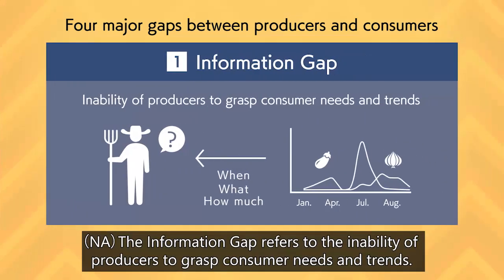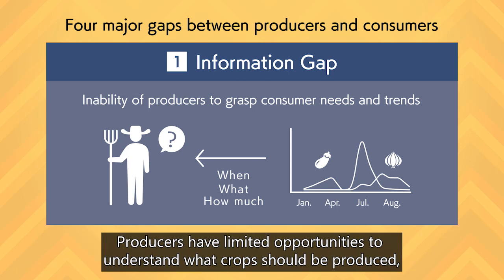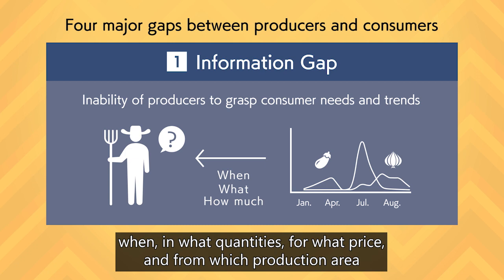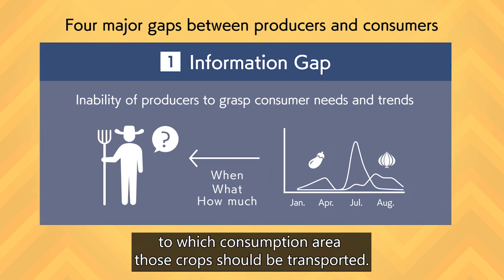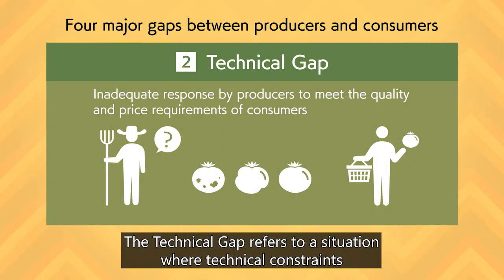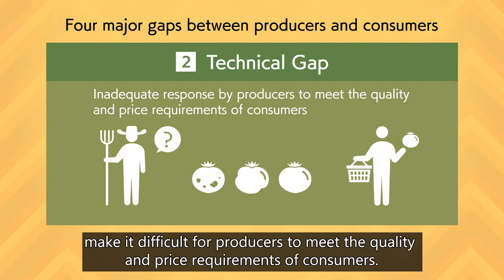The information gap refers to the inability of producers to grasp consumer needs and trends. Producers have limited opportunities to understand what crops should be produced, when, in what quantities, for what price, and from which production area to which consumption area those crops should be transported. The technical gap refers to a situation where technical constraints make it difficult for producers to meet the quality and price requirements of consumers.